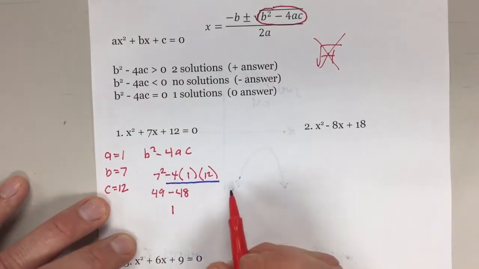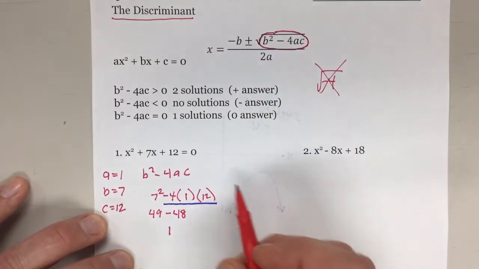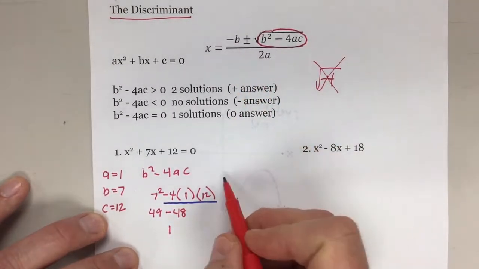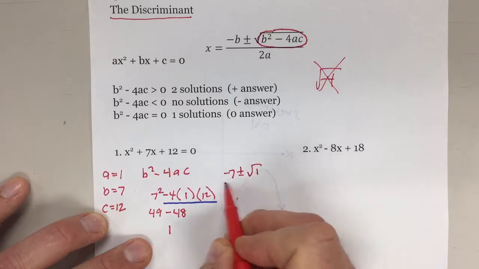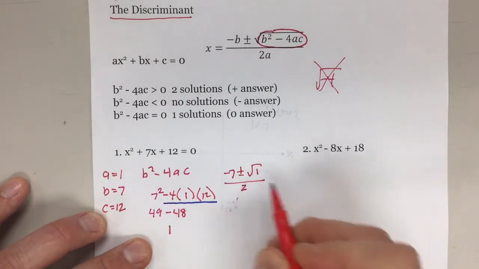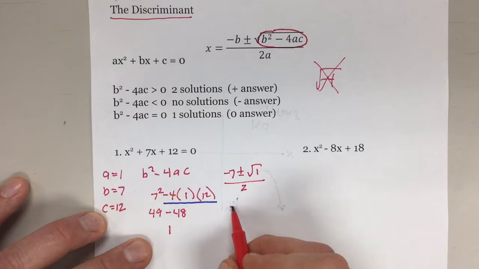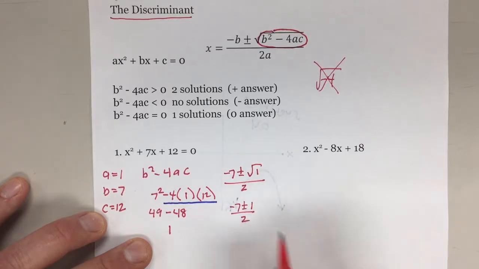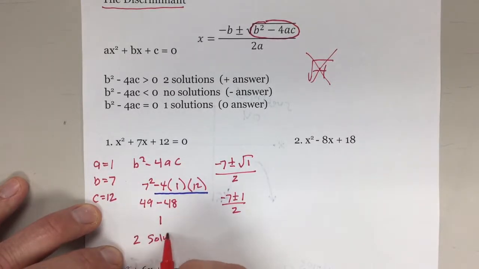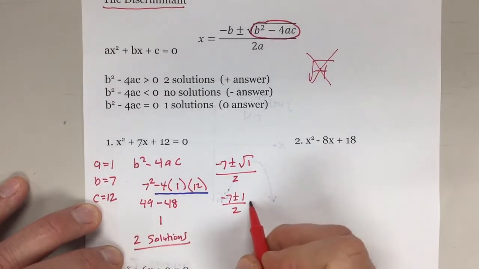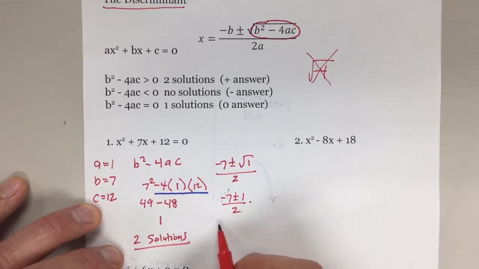Okay. So to find them, all I have to do is finish the quadratic formula. So all I have left is the -b, which is -7, plus or minus, we just found out that 1 was the stuff under the square root, and then over 2 times a, which is just 2. So the square root of 1 is just 1, so it's -7 plus or minus 1 over 2. I should have written down two solutions. So to get my two solutions, I do -7 plus 1 divided by 2, and -7 minus 1 divided by 2.